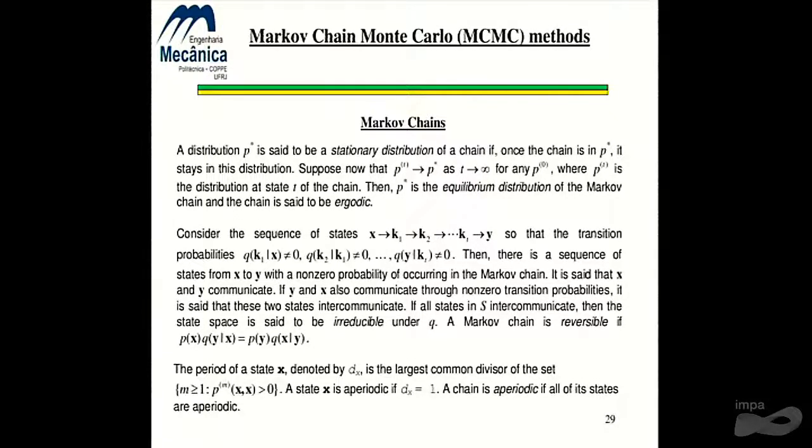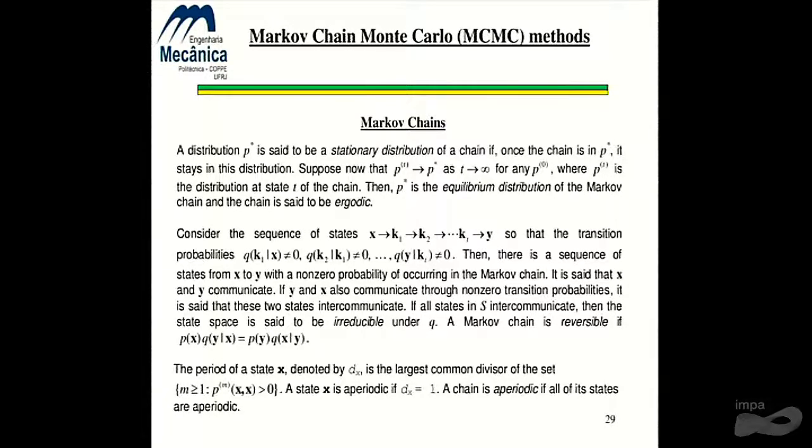And if the reverse is true, if we can find probabilities of moving from y to x, even if we have to do this in a sequence of states, we say that these two states intercommunicate. And if in the parameter space S all states intercommunicate, then we say that this parameter space is irreducible under this probability distribution Q.